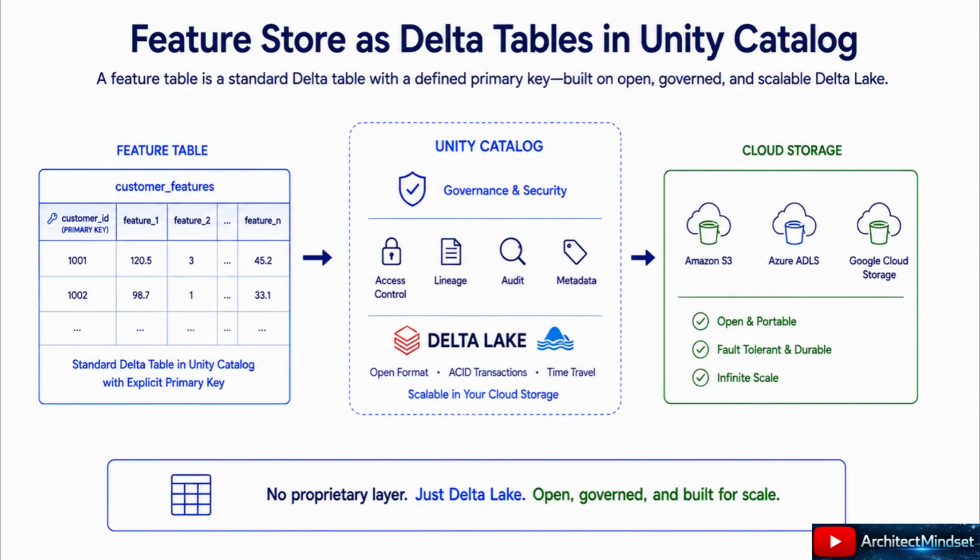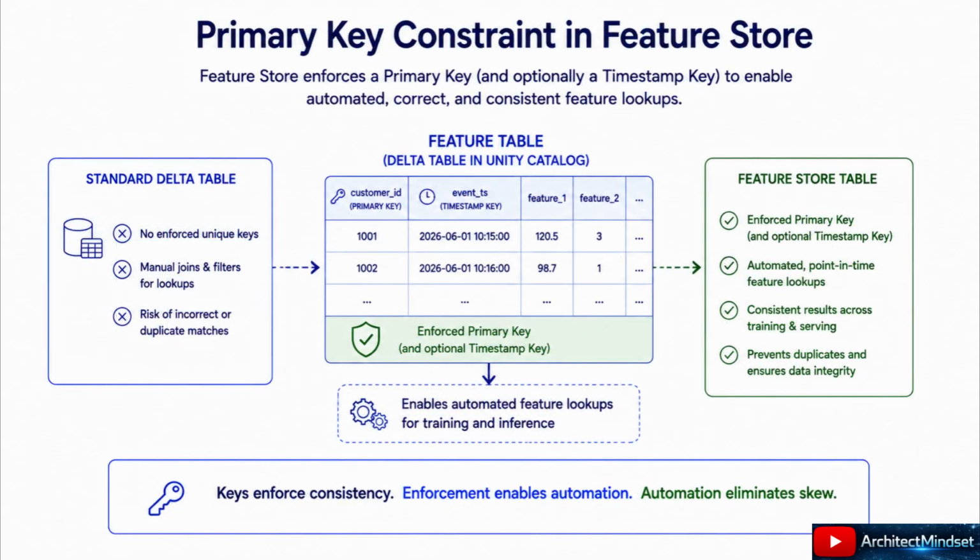In Databricks, a feature table is fundamentally a standard Delta table in Unity Catalog with an explicitly defined primary key. Instead of creating a separate proprietary database layer, Databricks leverages the native Delta Lake open source framework to store and version feature data directly in your cloud storage. Standard Delta tables traditionally do not enforce unique keys, but the feature store's structural requirement to enforce a primary key and optionally a timestamp key enables the store to perform automated feature lookups during model training and inference.